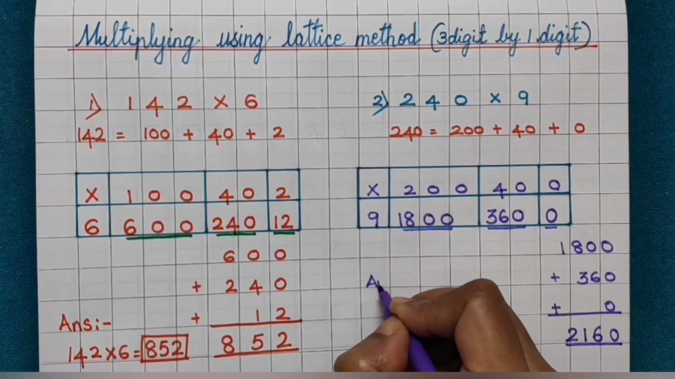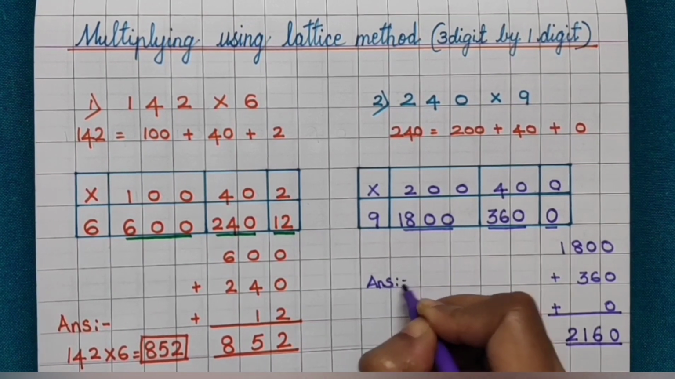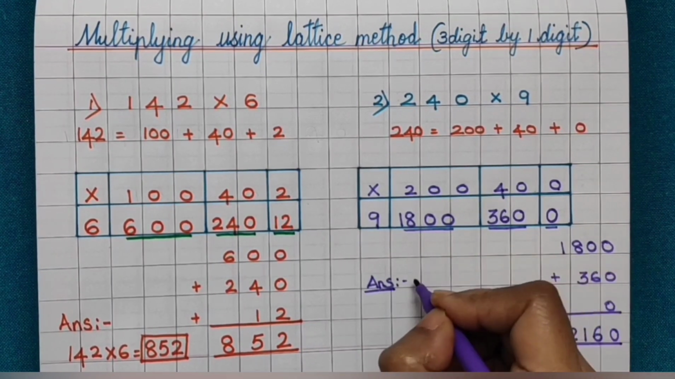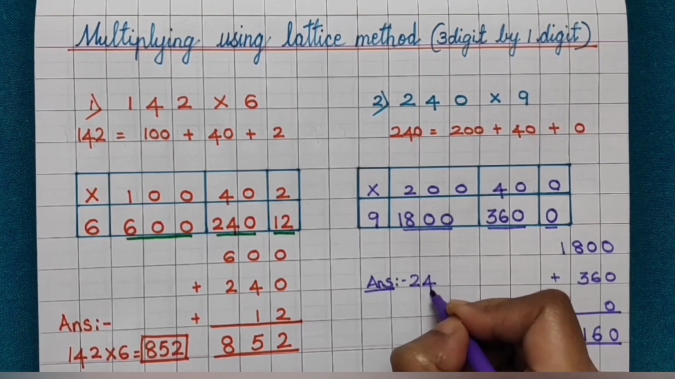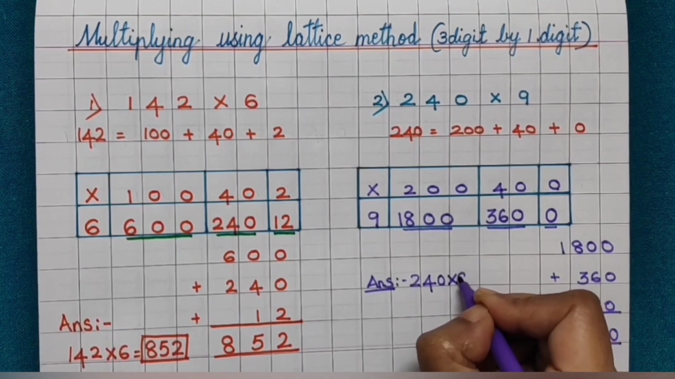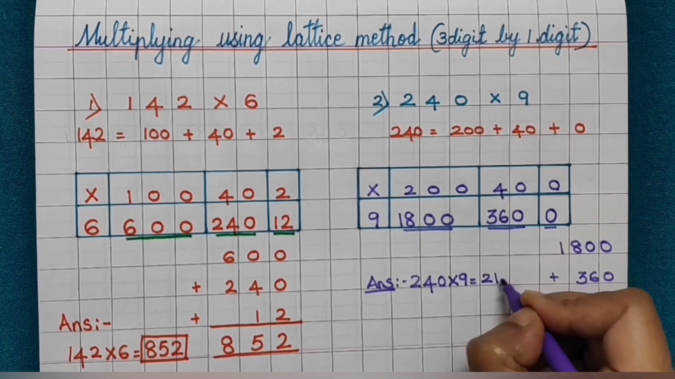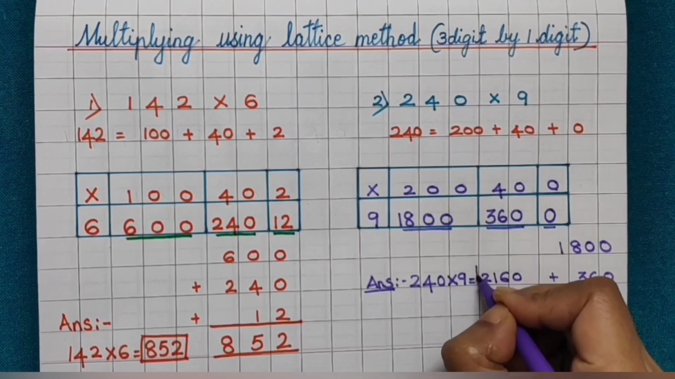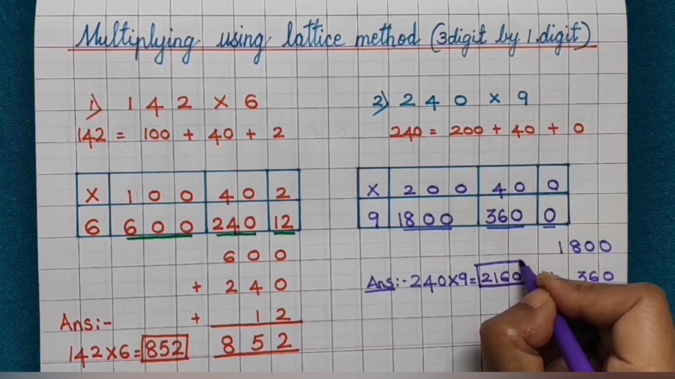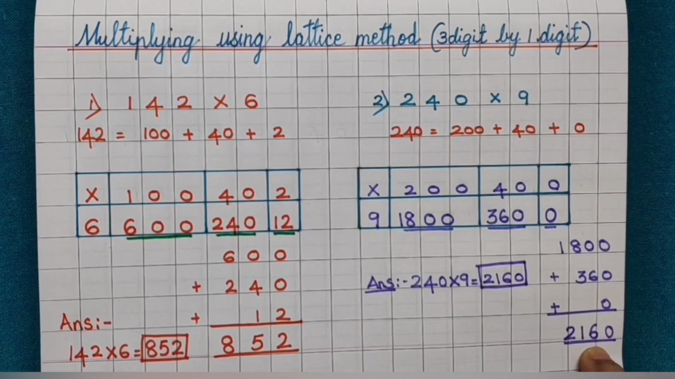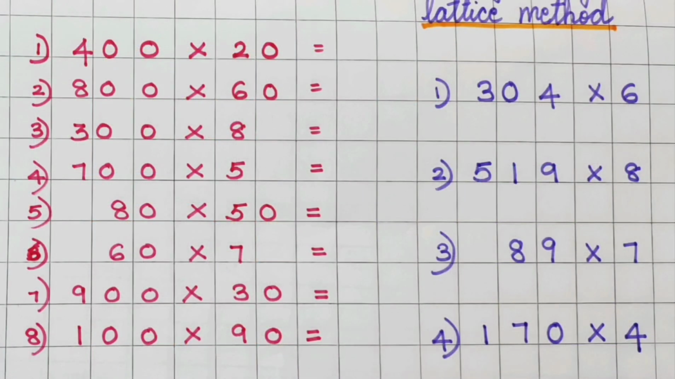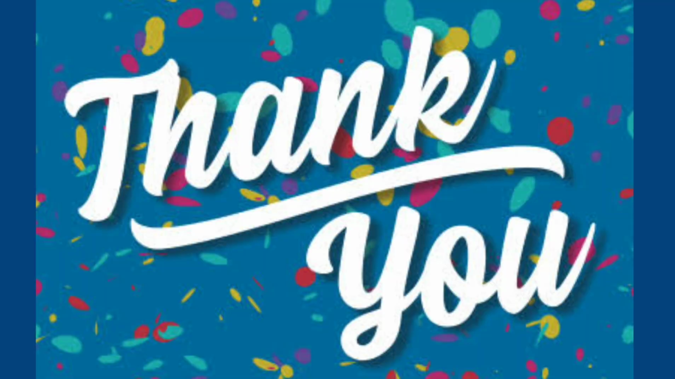Answer: 240 multiplied by 9 is equal to 2160. The answer that you got after addition becomes the product. Solve the exercise very neatly in your notebook and write your name on each page. Thank you, children. Stay safe.